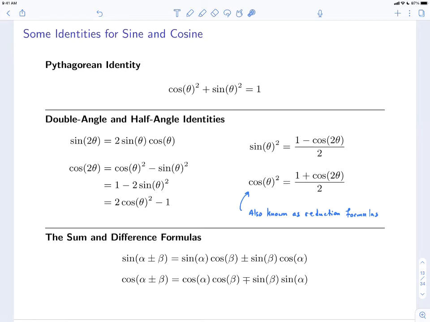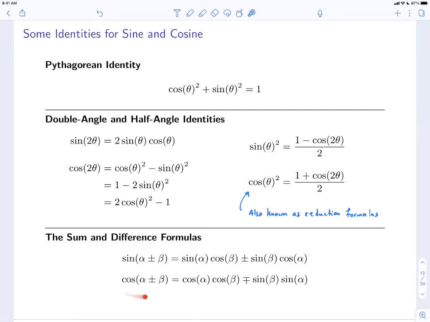I mentioned a moment ago that the double angle and half angle identities follow from the sum and difference formulas. So if you imagine, for example, in this first formula, the sum formula for sine, if you take alpha and beta both equal to theta, then here you have sine of 2 theta, which is this one. And so then you end up with sine of theta cosine of theta plus the same thing, sine of theta cosine of theta. So that's where this formula comes from.